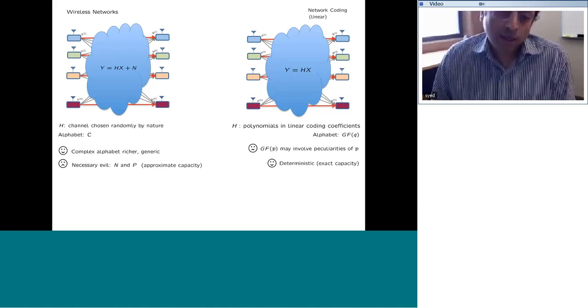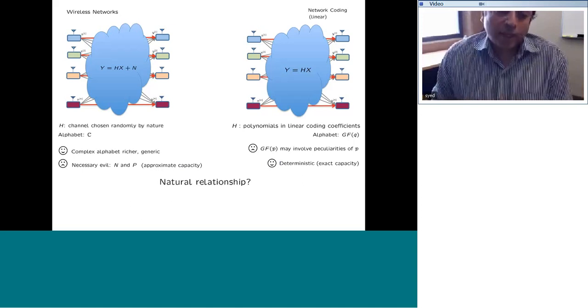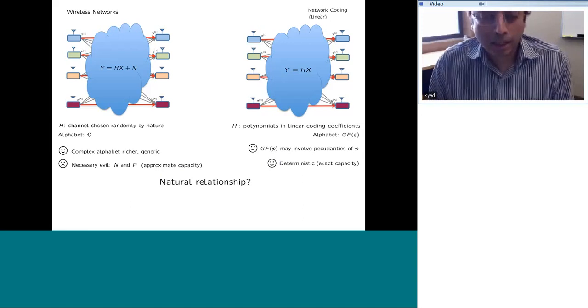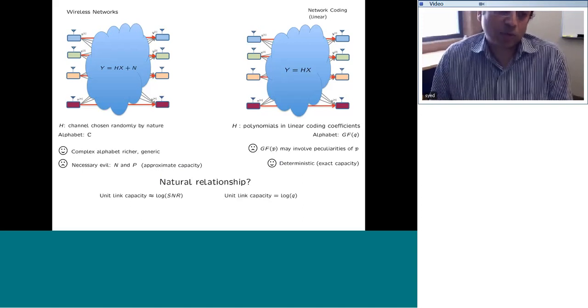So that's now, of course, the two models are very similar. In both cases, essentially, we're looking at a linear communication network, y equals Hx. So you would expect there to be natural relationships between them. And indeed, they do have natural relationships. So for example, in the wireless network setting, if you think of a unit link, just a point-to-point Gaussian noise link, what is its capacity? Its capacity is approximately log SNR.